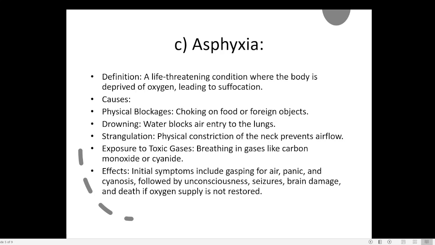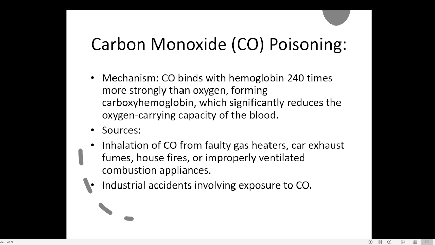Then what are the effects of asphyxia? The initial symptoms include gasping for air. That is, we are not getting air, so the body's attempt is gasping for air, panic, and cyanosis. This is followed by unconsciousness, seizure, brain damage, and death if the oxygen supply is not restored within a period of time. This is known as asphyxia. So in asphyxia, there is a complete absence of oxygen, due to several reasons: physical blockage, strangulation, drowning, or exposure to poisonous gases like cyanide or carbon monoxide. So that is the third respiratory disorder.